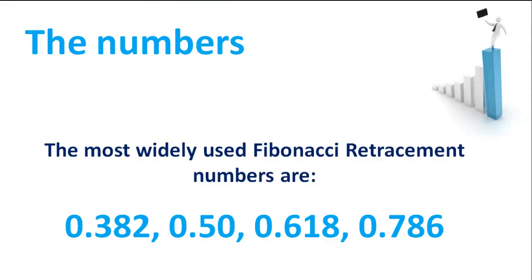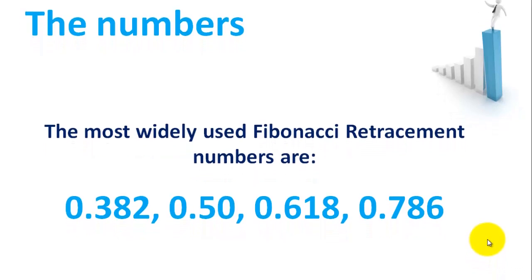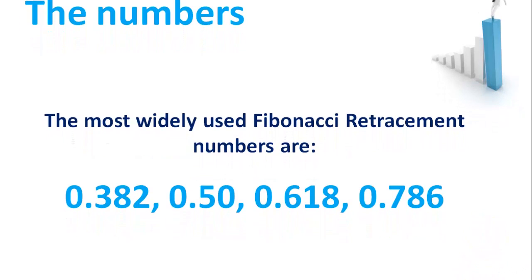And there are lots of Fibonacci numbers out there, but the ones we simply use are the 0.382, 0.50, which isn't actually a legitimate Fibonacci number. It's just a psychological number which corresponds with the phase 2 retracing 50% of the way. We also use the 0.618 Fibonacci number and 0.786.